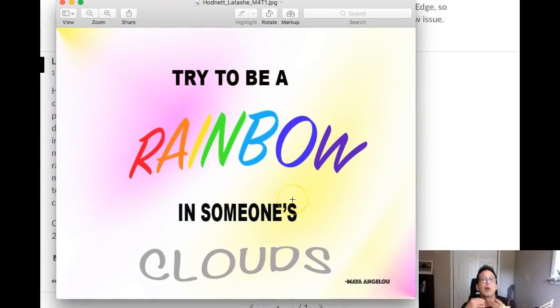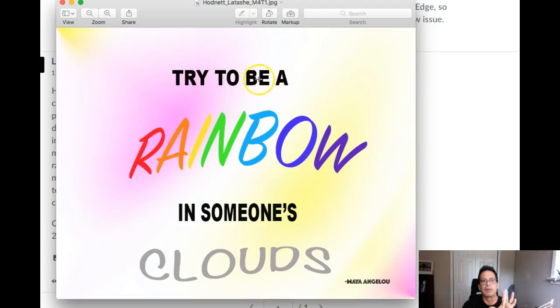First of all, looking at this composition, I would say there's a couple of inherent issues. I think the kerning in Rainbow is just really super tight. I would like to see that expanded a little bit. And kerning, of course, in review, is the space between the individual letters. We can also see very, very tight kerning down here in the line "in someone's," much tighter than "try to be a."